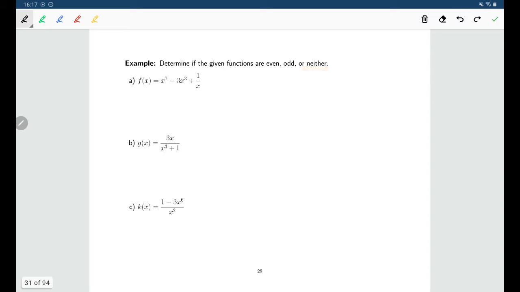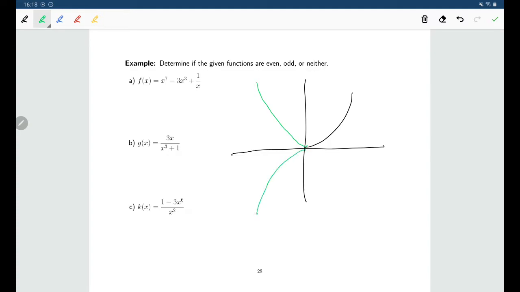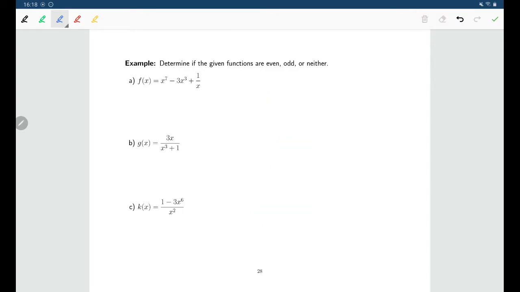Also, with functions, you can't be both. You cannot be even and odd at the same time. Because, for example, let's say that this was part of my graph. If you were even, you would have to have the mirror image on the y-axis, reflected in the y-axis. And if it was odd, you would also have to have this, which means that you would no longer be a function. So if you're even, you can't also be odd, and if you're odd, you can't also be even.